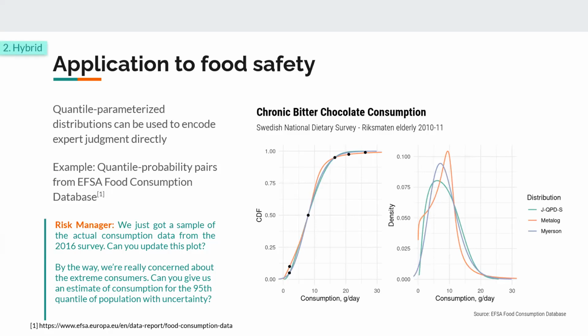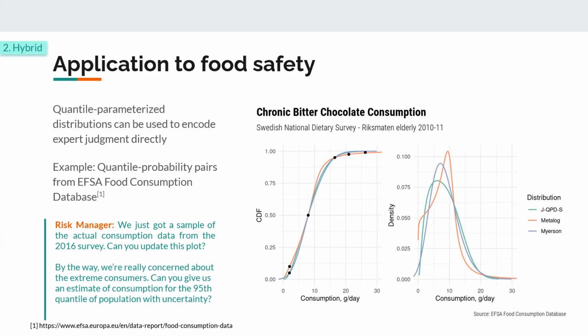So why do we bother about all this? There are some applications. As I said already, quantile-parameterized distributions can be used to directly encode the judgments of the experts, so that's nice. And here's an example from EFSA, Food Consumption Database, regarding food safety. They collect data on consumption. So look at the chart, right? We have some summaries of consumption of bitter chocolate from the consumers, and here we have actually the 5th, 10th, 50th, 95th, 97th, and 99th quantile. These are black dots on my CDF.